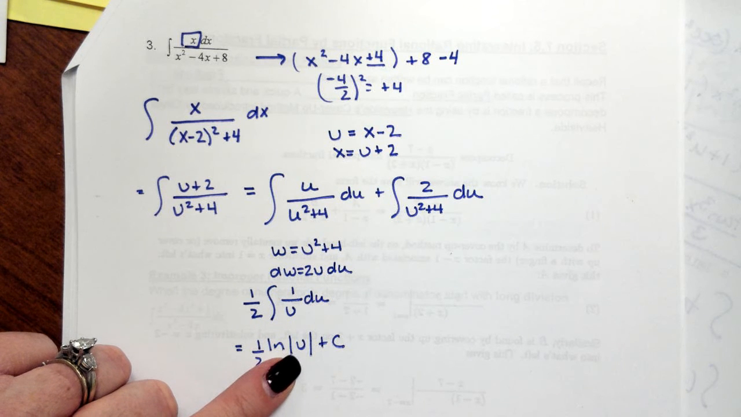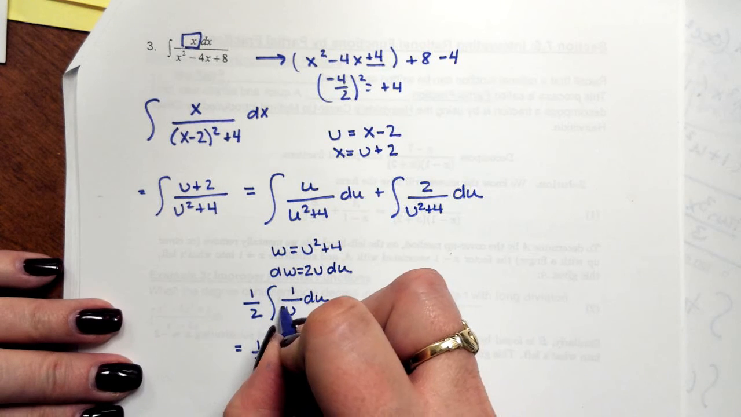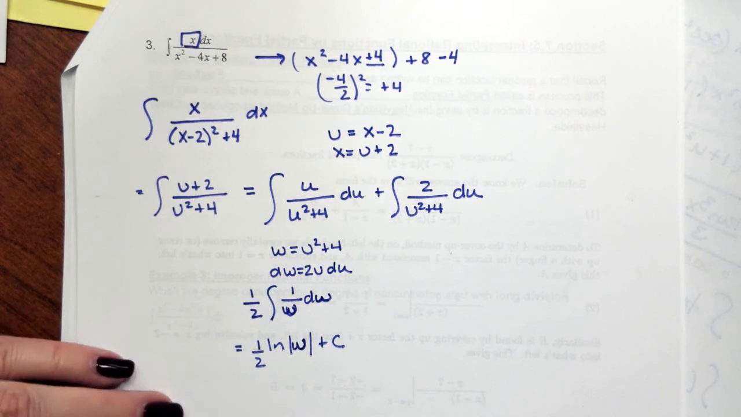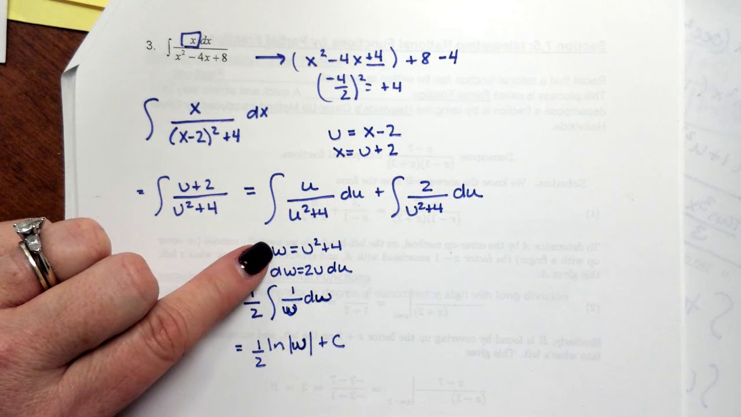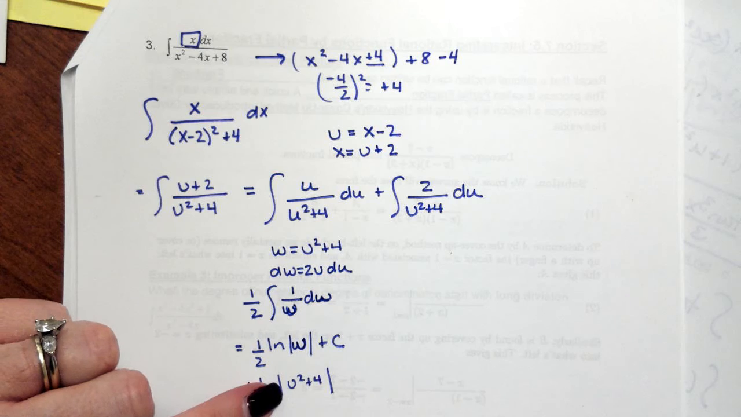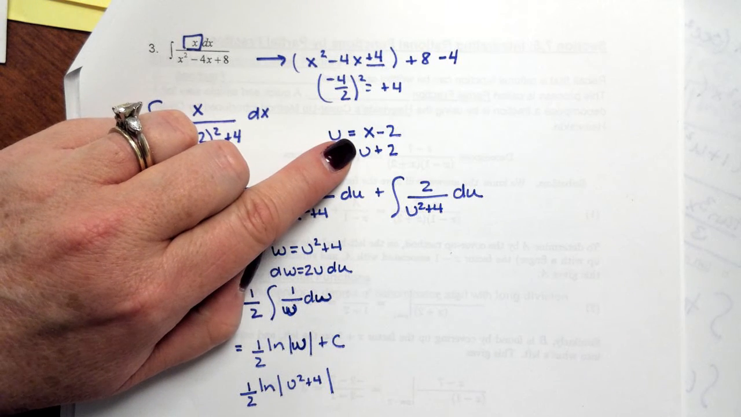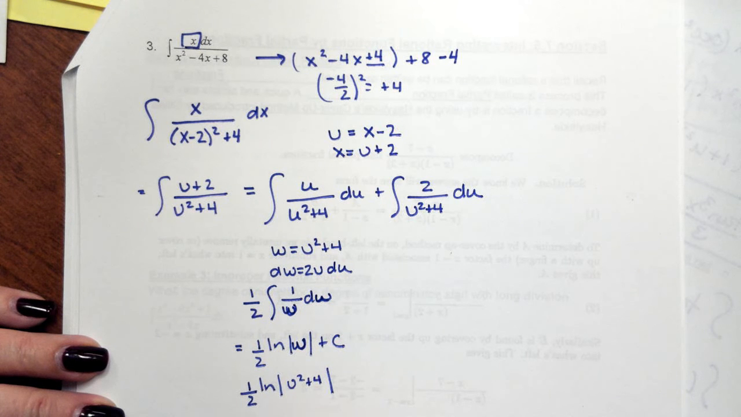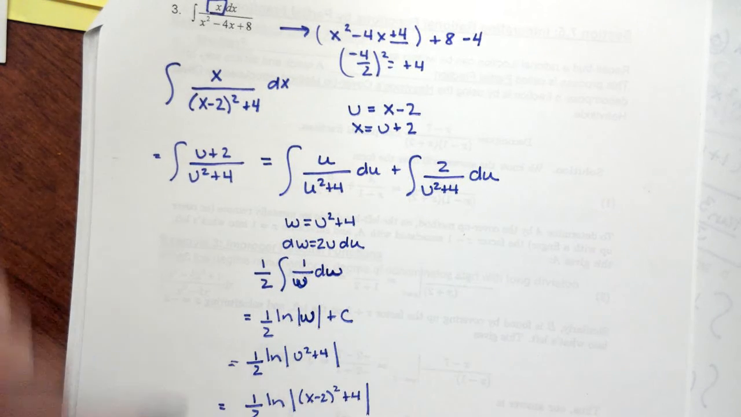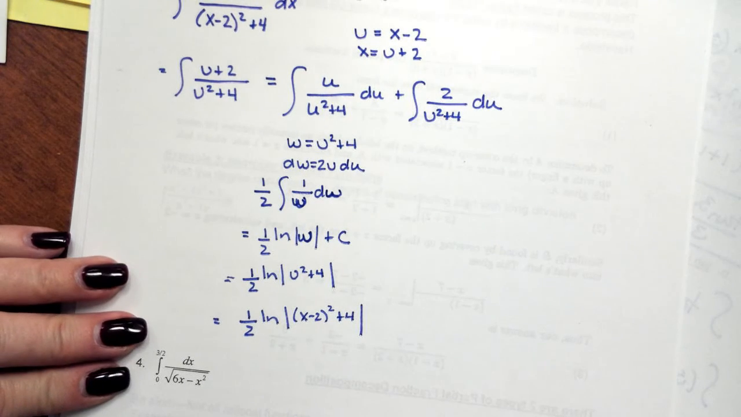Actually this is w, I'm sorry, 1/2 times 1 over w times dw. So it's going to be 1/2 times the natural log of w plus c. Remember, w is equal to u squared plus 4. And again, what was u equal to? u was equal to x minus 2. So for this integral, it's going to be 1/2 times the natural log of the absolute value of (x minus 2) squared plus 4. So that's when you have to do a double substitution.